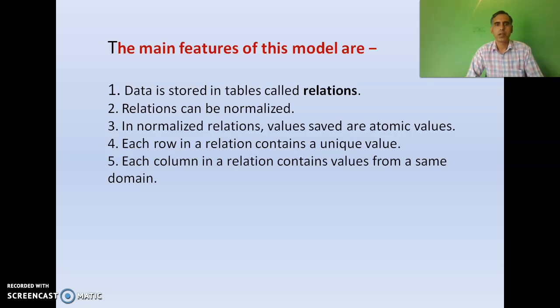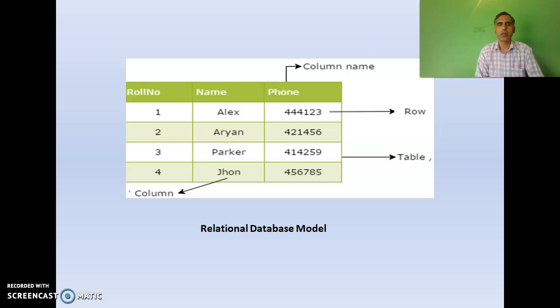There are some features of this model. These are: data is stored in table called relation. Relations can be normalized. In normalized relation, values saved are atomic values. Each row in a relation contains a unique value. Each column in a relation contains value from a same domain.